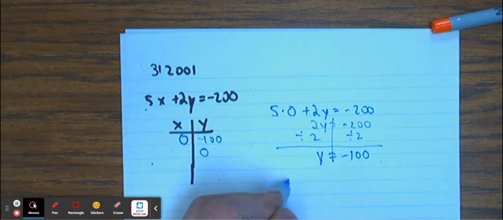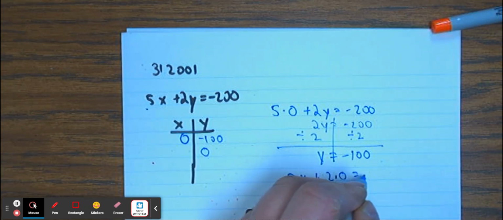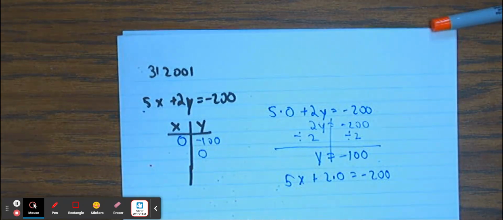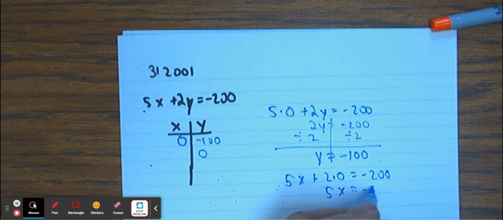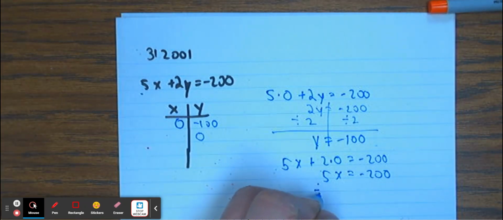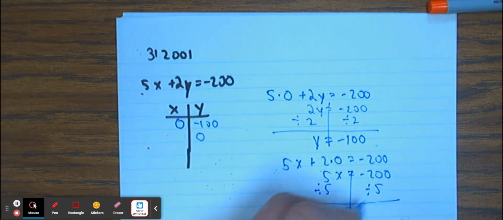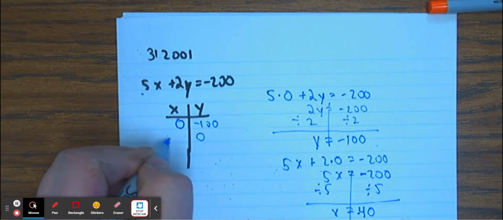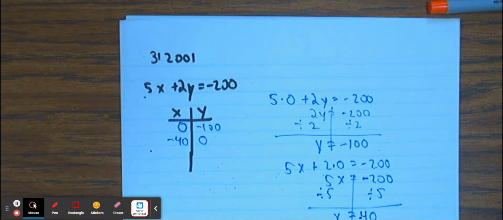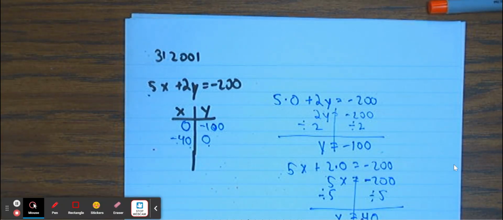And I'm going to take the same equation, 5x this time, plus 2 times 0 is equal to negative 200. So here I'm left with 5x, because that equals 0, equals negative 200. And now to get x by itself, I'm going to divide by 5. x equals negative 40. So my 2 points that I have to graph are 0, negative 100, and negative 40, 0.